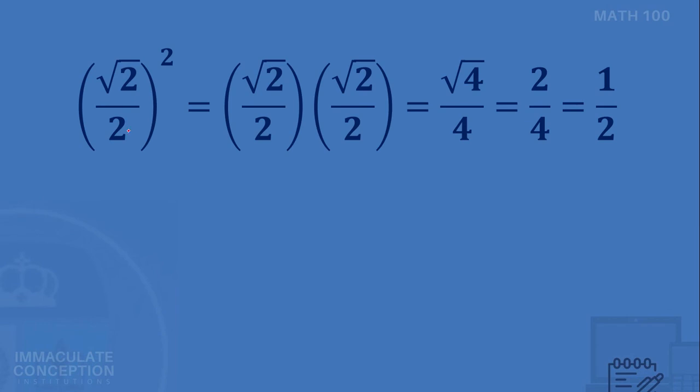Square root of 2 over 2 to the second power is equals to square root of 2 over 2 multiplied to itself. So we have square root of 2 times square root of 2, that is square root of 4. 2 times 2 is equals to 4. And then 2 times 2 in the denominator is also equals to 4. Square root of 4 is equals to 2. And then copy 4. So we have 2 over 4, reduce to lowest term, that is 1/2.